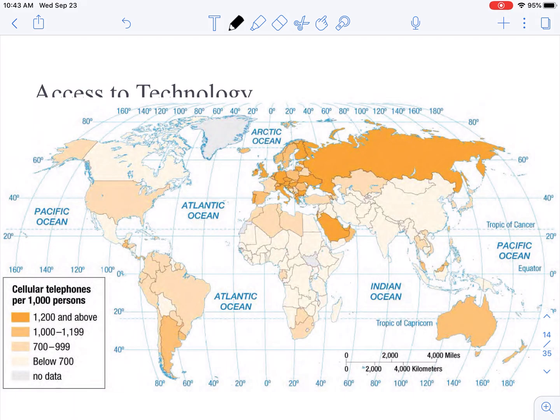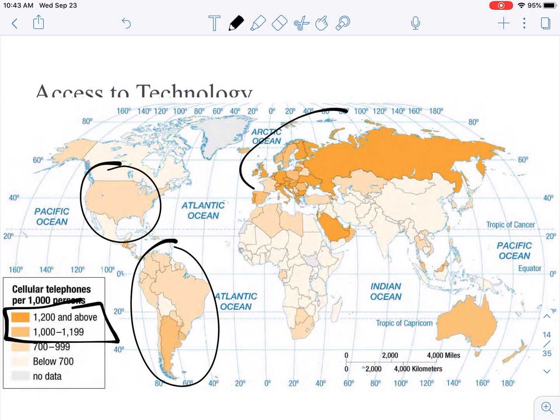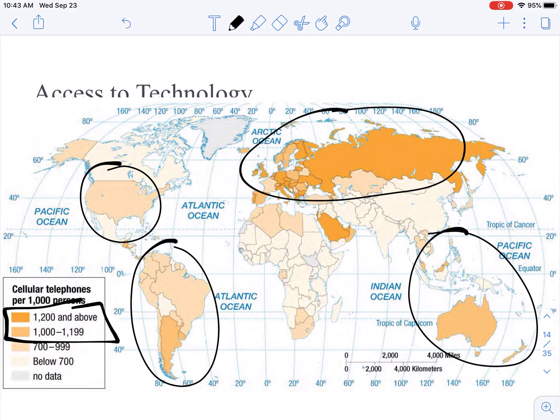This is a choropleth showing access to technology around the globe. Countries that are in these top 2 tiers are going to be the ones that have the greatest access to phones. So you're looking primarily at countries that are NICs or MDCs.